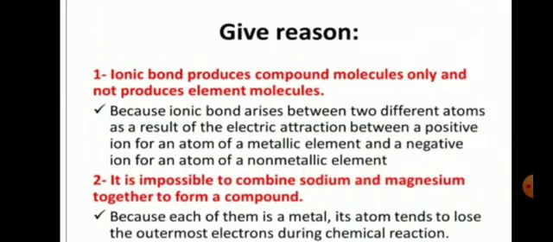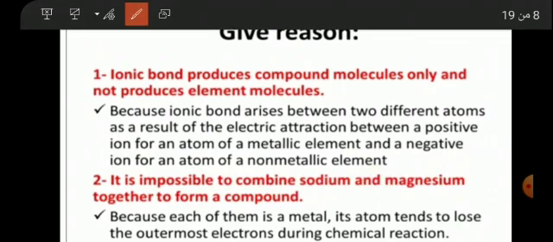Give reason. Ionic bond produces compound molecule only and does not produce element molecule. So why can the ionic bond form compound molecule but can't form element molecule? As we said, because ionic bond arises between two different atoms as a result of the electric attraction between a positive ion for an atom of metallic element.